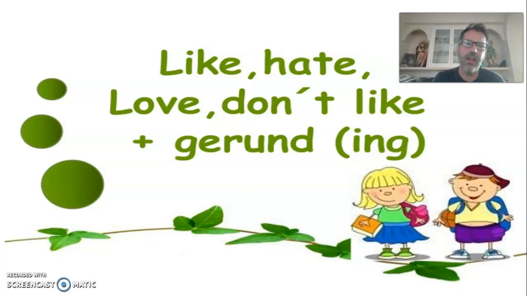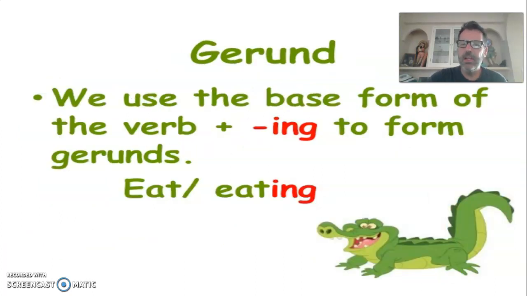Here we have like, hate, love, don't like plus gerund ing. All right, we're going to use these terms as we did last week. Now here, for example, we got gerund. We use the base form of the verb plus ing to form gerunds. For example, eat, eating. Remember, we have the three forms of changing the verb just in case it needs it.